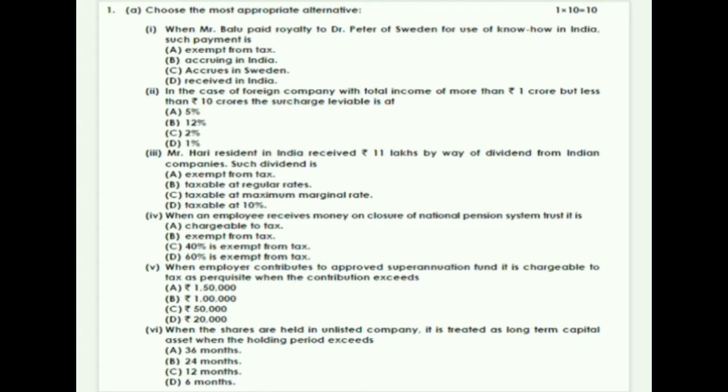But now, in case of unlisted shares in a company, the period of holding to be considered is 24 months instead of 36 months, with effect from assessment year 2018-19. The period of holding of immovable property, being land or building or both, shall be considered to be 24 months instead of 36 months. Okay, fine, but in this case it will be 36 months.